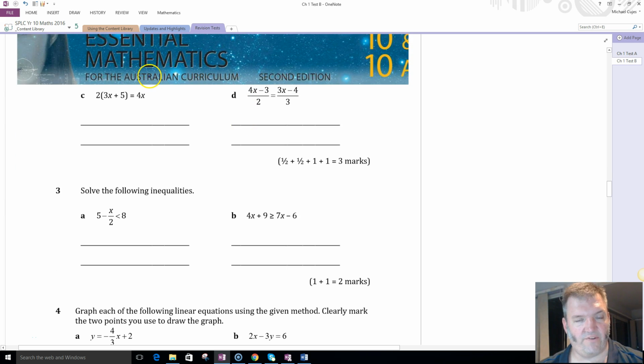2 outside of 3x plus 5 equals 4x. You could cancel a 2 or expand first. I think I'm just going to expand first in this one. It doesn't really make much difference. Let's do it that way. So 6x plus 10 equals 4x.